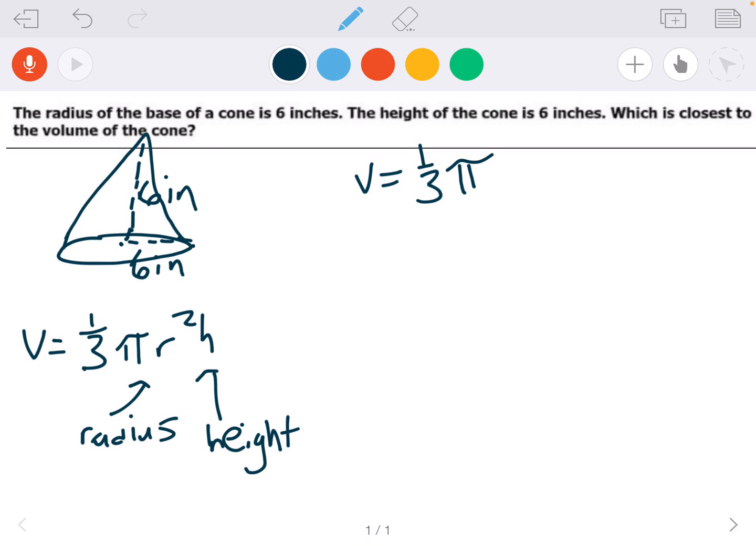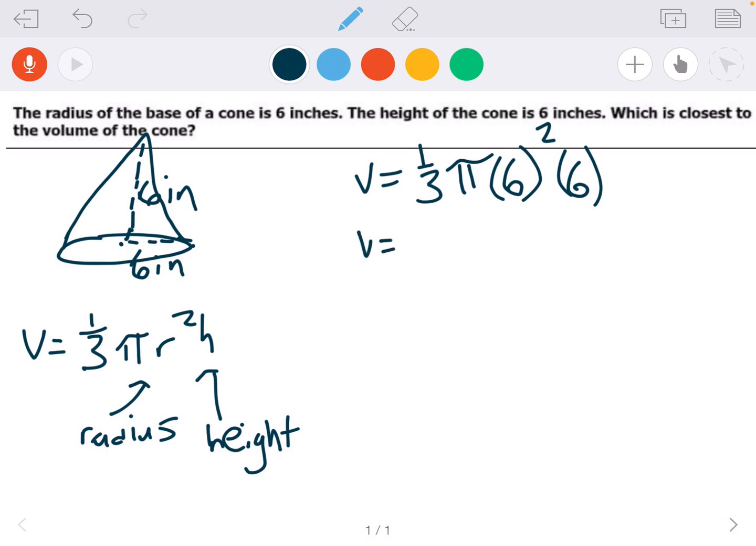So we're going to take our formula and plug in the numbers into the right spot. 1/3 times pi, and we know pi is 3.14. Our radius, it tells us in the question, is 6 inches, so I'm going to plug in 6. Remember, when we plug in a number for a variable, we should put it in parentheses. And that radius is squared. And then lastly, our h is our height, which the problem again tells us is 6.